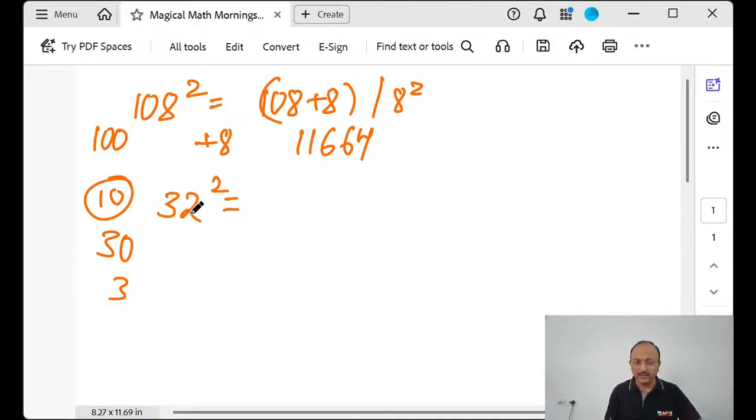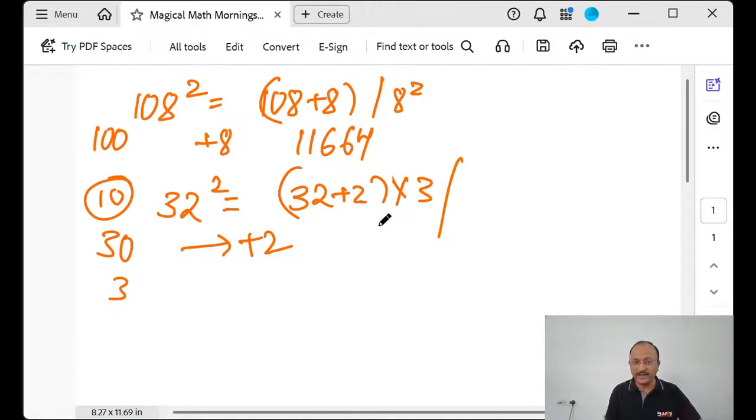Now the methodology is the same. The deviation of 32 from 30, how much is it deviating? Plus 2. So we add 32 plus 2 for the left hand part. But in this case, we have to multiply this with the sub base 3. And the right hand side is the same, 2 square. 32 plus 2 is 34. 34 threes are 102. And 2 square is 4, because only 10 is there. 1024 is the answer.